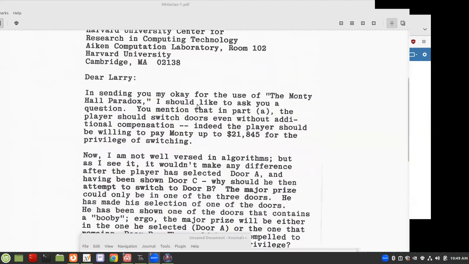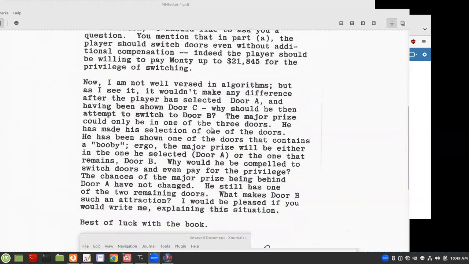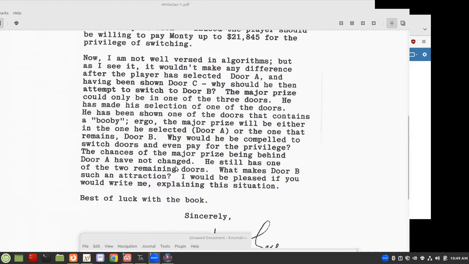It says he wants to ask you a question. You mentioned part A, the player should switch doors even without additional compensation and be paid to do it. And so he goes through the argument and says, but as I see it, it wouldn't make any difference after the player has selected door A and having been shown door C. Why should he then attempt to switch to door B? The major prize could only be in one of the 3 doors. He's made his selection, so he says it shouldn't make a difference.